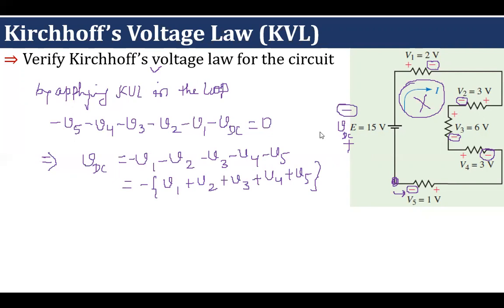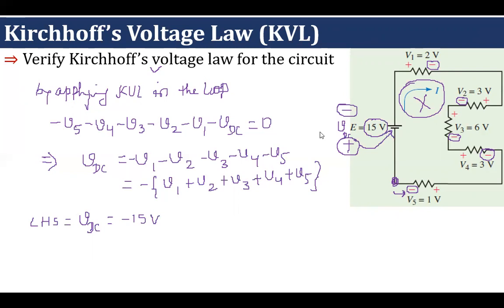Okay, now let's see the left hand side. What will be the value of this left hand side? On the left hand side we have VDC, and what will be the value of VDC? This plus sign is towards the negative plate of the battery. And what is the magnitude of this battery? 15 volt. So measured value will be minus 15 volt.